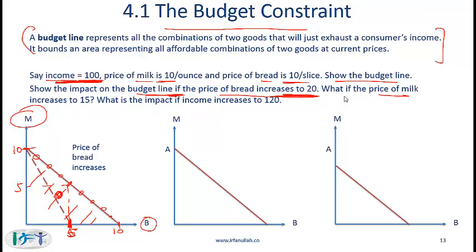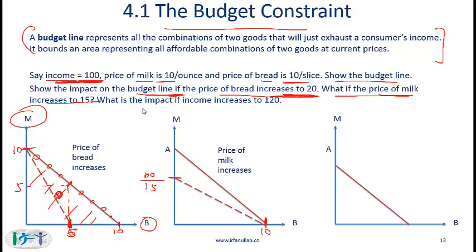Second scenario, what if the price of milk increases to 15? And here the assumption is that the price of bread is still 10. Then we'll have this situation where we still have 10 over here, but now how much milk will he be able to buy? So if he puts all his income into milk, he will have 100, which is the total income, divided by the price of milk, which is 15.